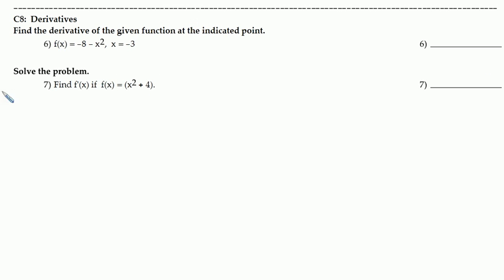Number 6, all we need to do is find the derivative of the given function at the indicated point. So let's find f prime. F prime is, that zeroes out, so it's negative 2x. And if I plug in negative 3, negative 2 times negative 3 is positive 6, so we've got 6. And number 7 just says find the derivative of f of x equals x squared plus 2. Well, that would be 2x, or f prime of x equals 2x. That's it for 6 and 7.